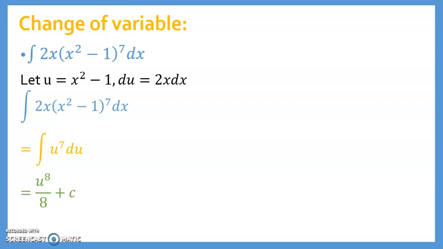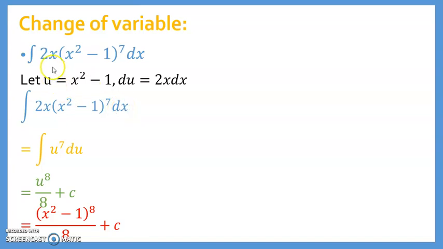So you just simply replace u by x squared minus 1, by your substitution. So instead of u, I'll write x squared minus 1. So it will be (x squared minus 1) to the power 8 over 8 plus c. Be careful not to forget the last step because many students do so. First you write the integral in terms of u, you integrate it, and then you write it back in terms of x.